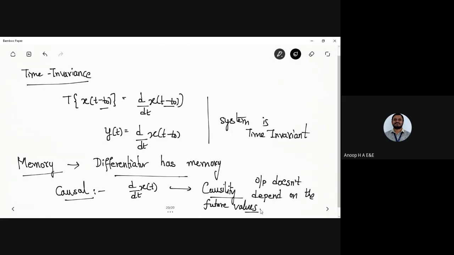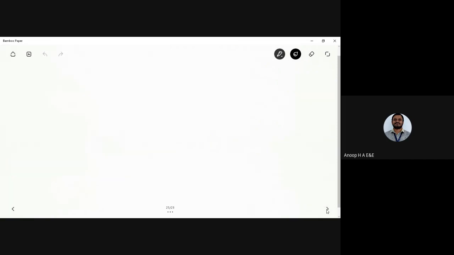Okay, so that is the reason why we call it the causality of the system. Let's move on to the next one, which is stability.